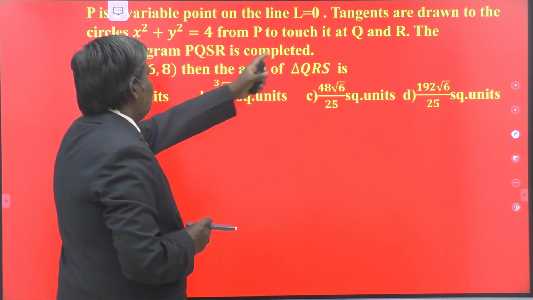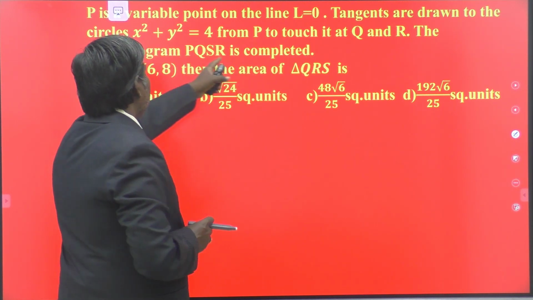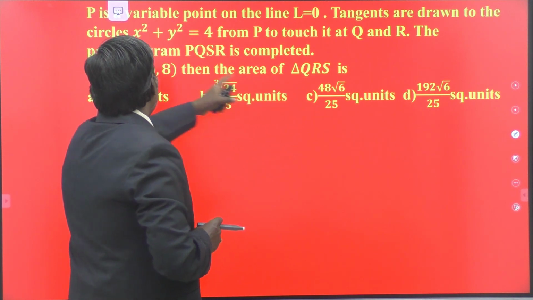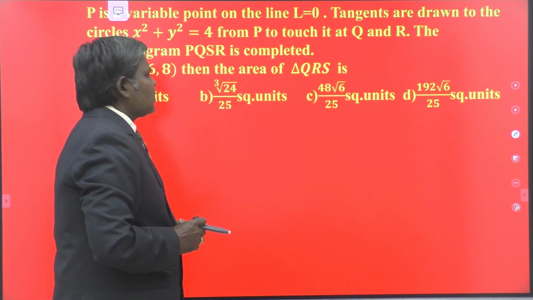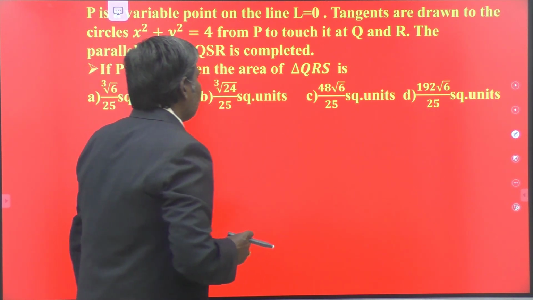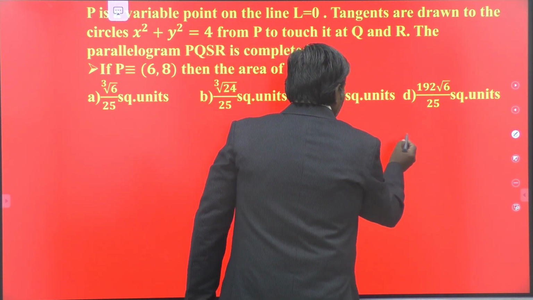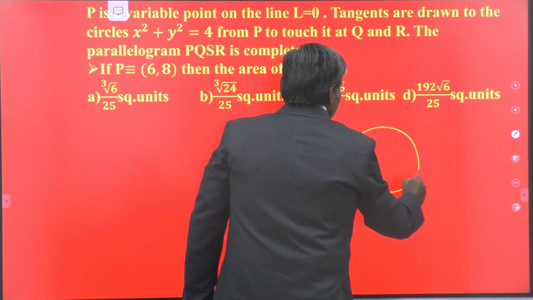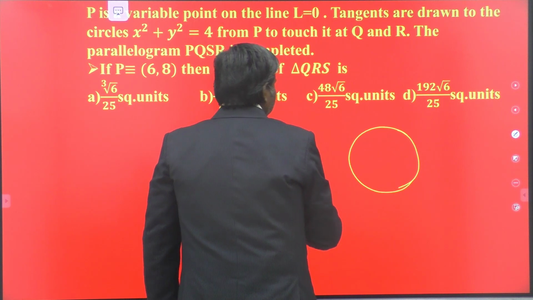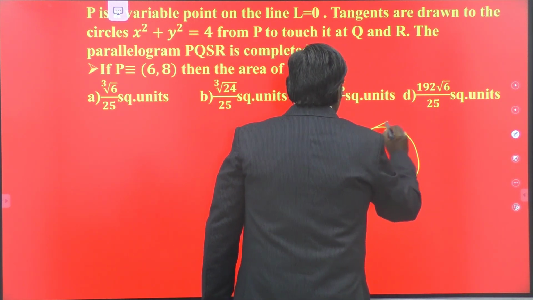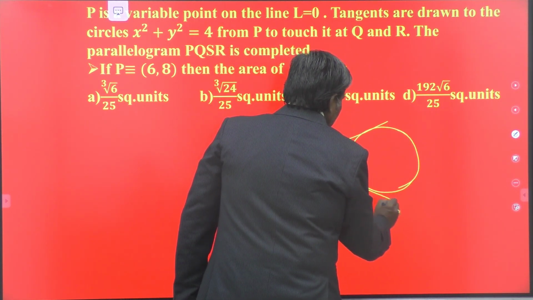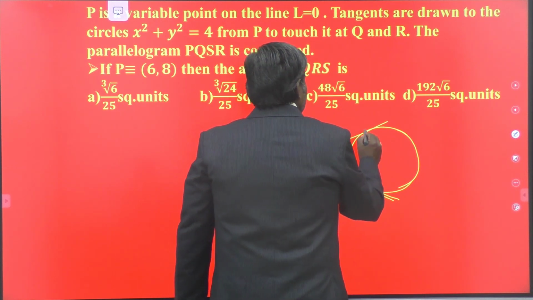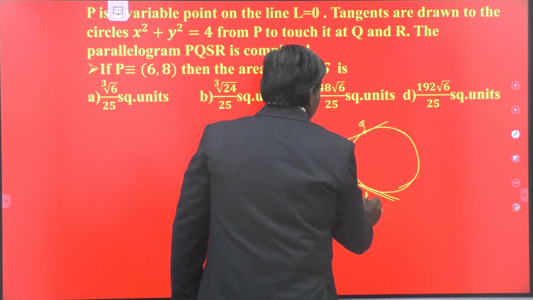What is S, my dears? Tangents are drawn to the circle from P, touching at Q and R. Then the parallelogram PQRS is completed. Parallelogram PQRS is completed. This is the circle. This is your point P. Now tangents are drawn from P to the circle. They touch at Q and R.